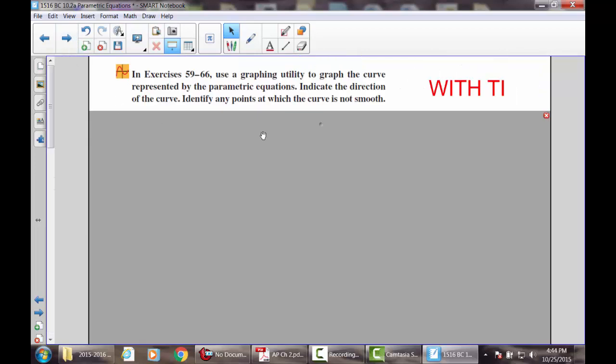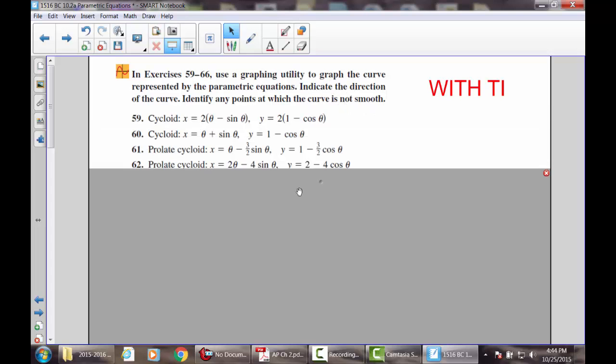Okay, in 59 through 66, use the graphing utility, so it's with your TI, to graph the curve represented by the parametric equations, indicate the direction of the curve, and identify any points at which the curve is not smooth. You're really not going to need to worry about that. In other words, where there's sharp turns, that's not going to come up on the BC.